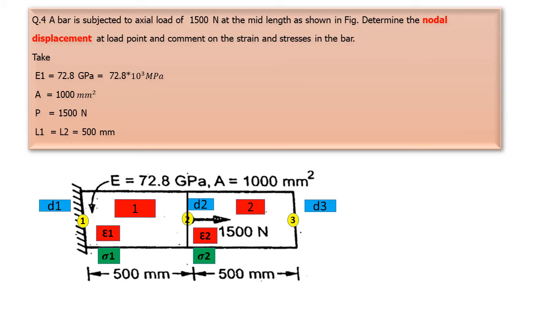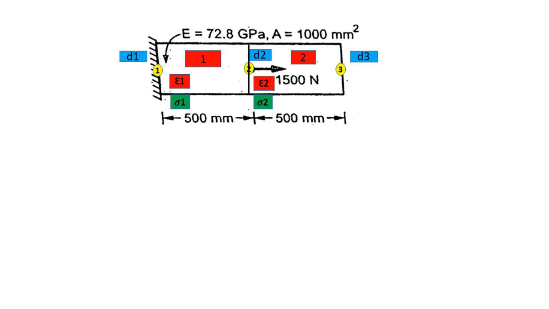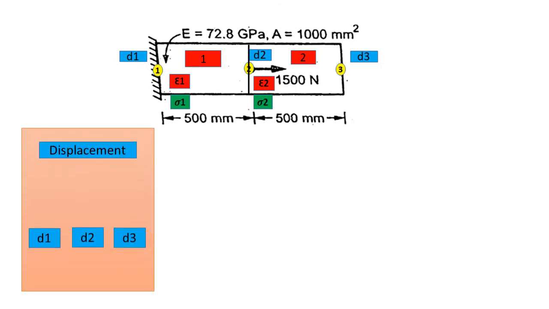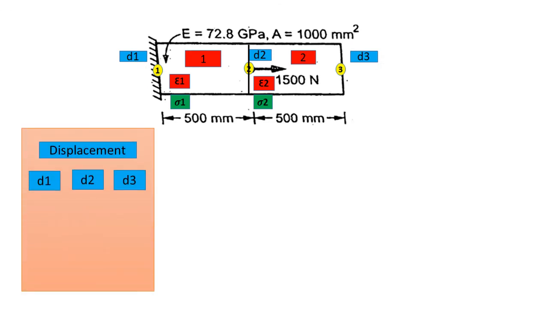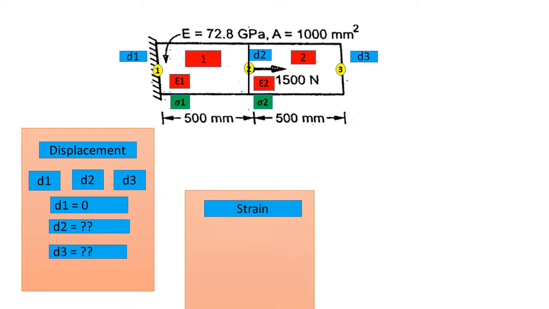As there are three nodes, there will be three nodal displacements. D1 will be the displacement at node 1, D2 at node 2, and D3 at node 3. But at node 1 a fixed support is applied, and due to the fixed support the displacement will be 0 at node 1, hence D1 is equal to 0. So we have to calculate only D2 and then D3.